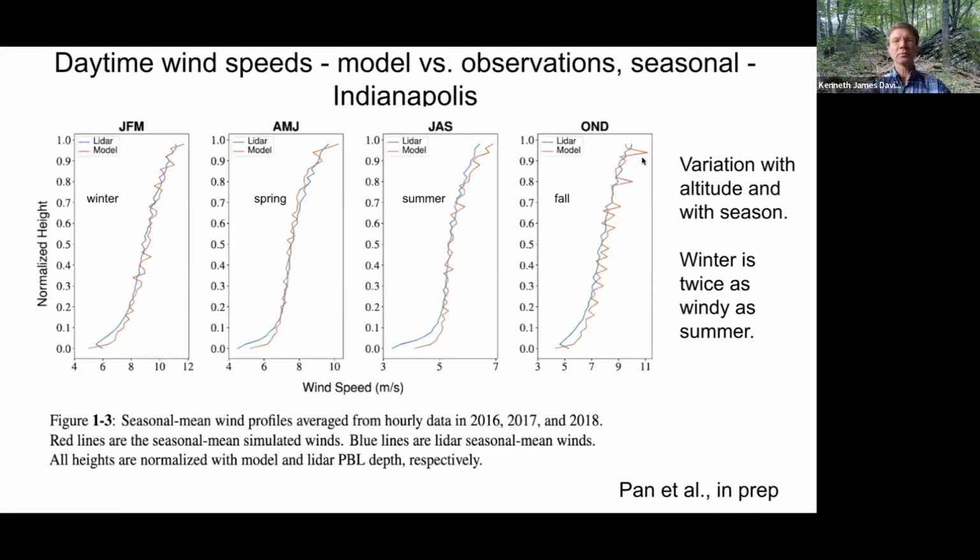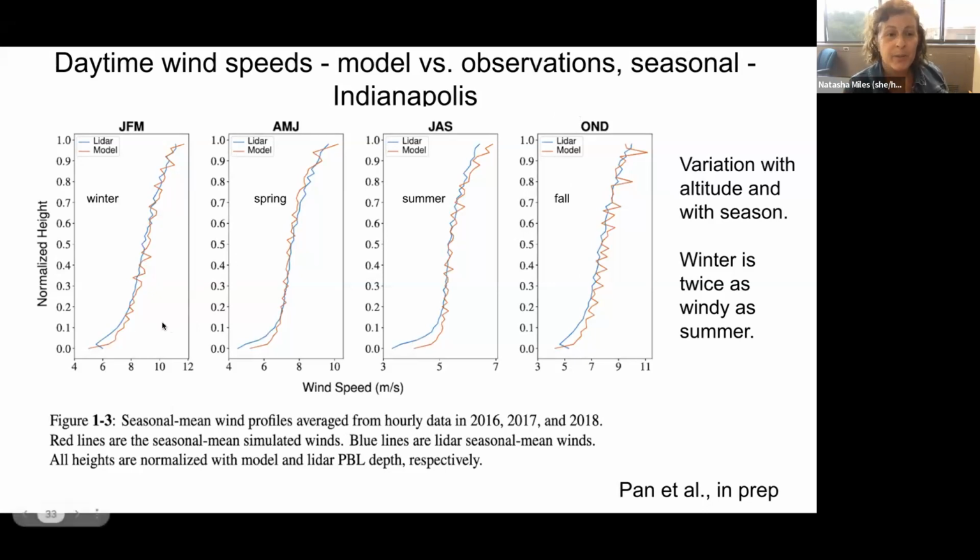And this is the daytime wind speeds, which we can also do a model data comparison of. Here, the LiDAR is blue and the model is red. This is for different seasons, the wind speed as a function of height. And you can see the winter is about twice as windy as the summer. And you can see the model does pretty well, not as good near the surface though.